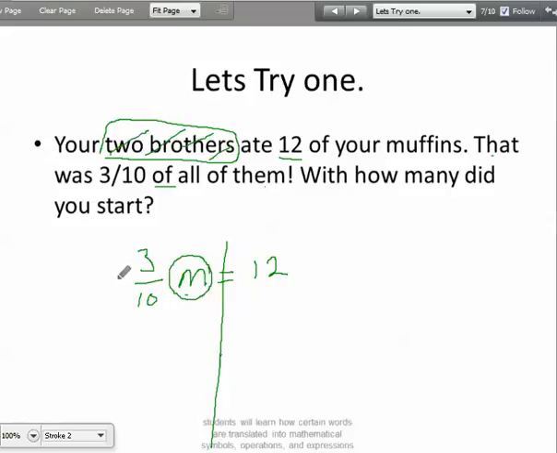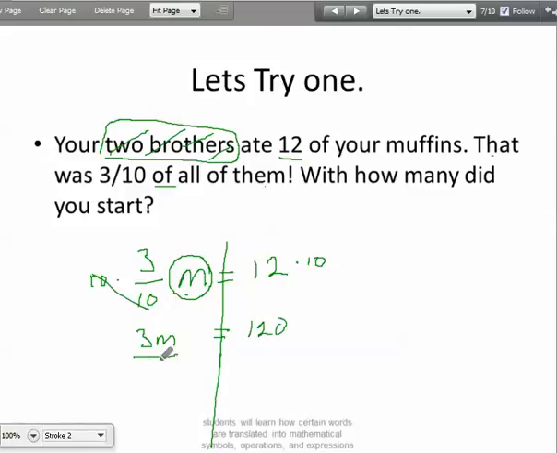So that means I'm going to multiply by 10 to begin with. Why am I multiplying by 10? Because 10 divided by 10 becomes 1. That cancels each other out, and I'm left with 3m. And over here I've got 120. Still balanced, so I'm in good shape.